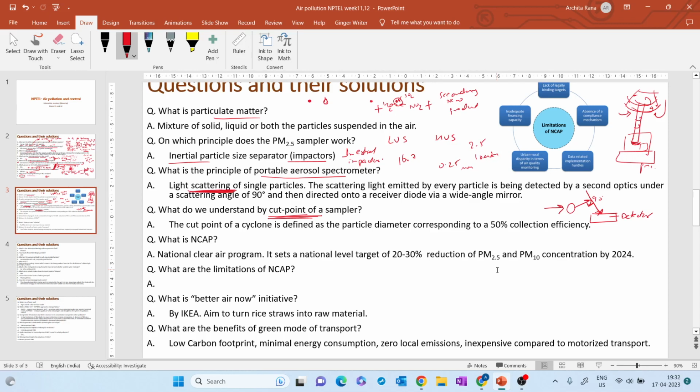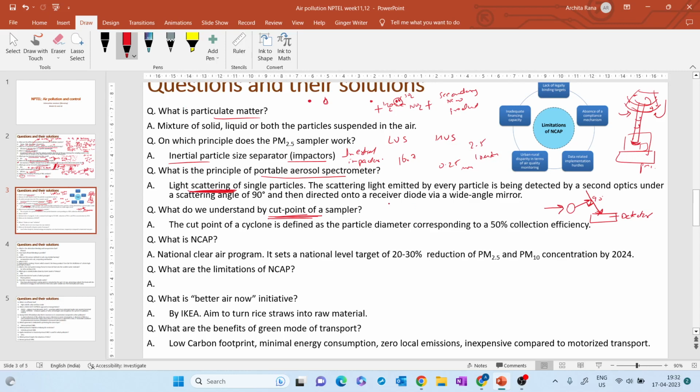So that is how you define a cut point: if an instrument can have 50% or more than 50% collection efficiency, you can say it has a good collection efficiency, and you can put it as 2.5 or 10 or 1, whatever, depending on the type of sampler. So this is what cut point is.